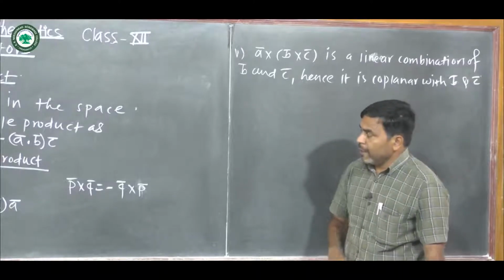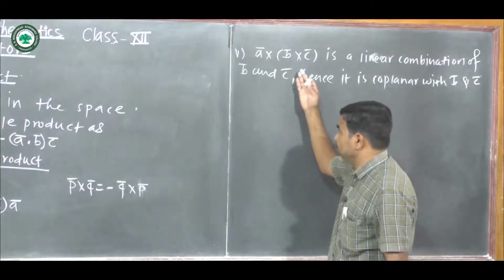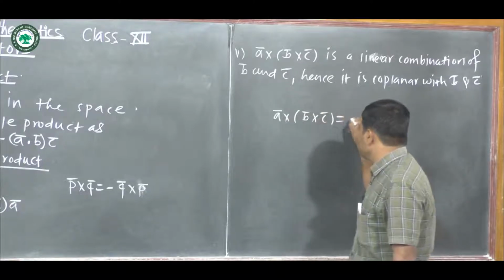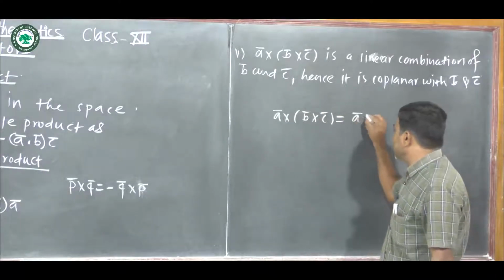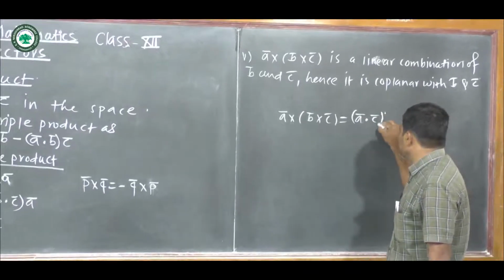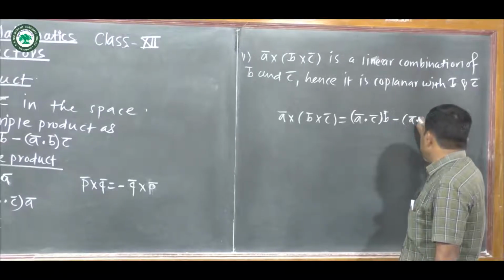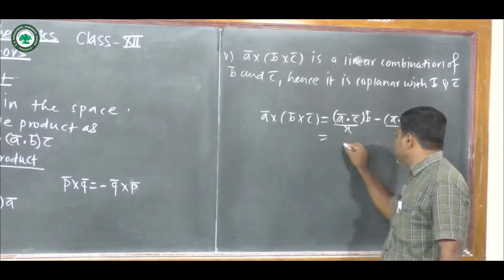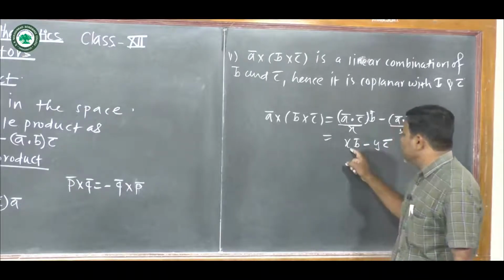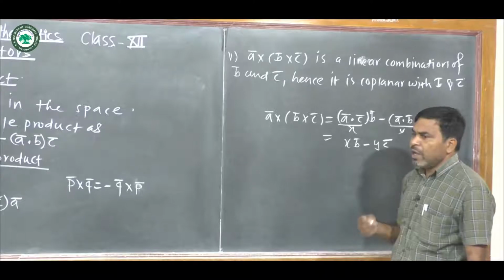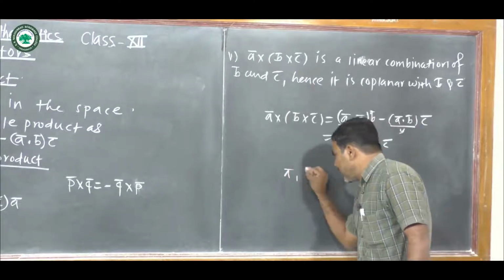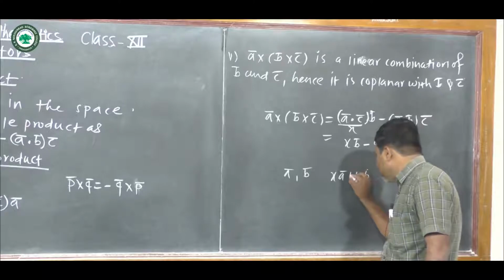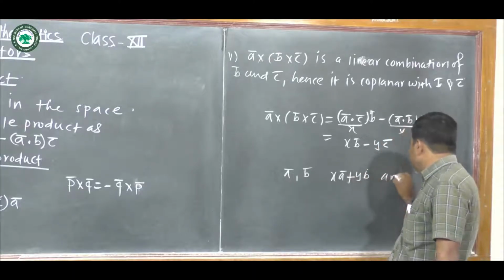See how, if we observe the definition of the vector triple product, the explanation for this fifth property: A bar cross B bar cross C bar is equal to A bar dot C bar into B bar minus A bar dot B bar into C bar. You know that dot product is a scalar, so if this is X and this is Y, then it is X into B bar minus Y into C bar, and this is nothing but a linear combination of B bar and C bar. And we know that if we have two vectors A bar and B bar, then the linear combination of these two, that is X into A bar plus Y into B bar, means these three vectors are coplanar.